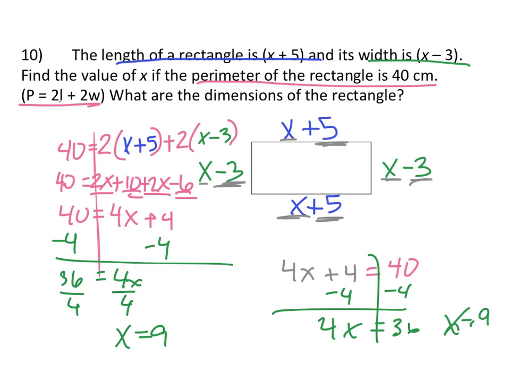Now be careful, because on your test, it may ask you just to find the x value, or it may ask to find the dimensions. If it's asking for dimensions, it means what is the actual length. So we have x equals 9. We've got to put that 9 in place of x, which means we have really 9 plus 5, which makes the length 14. And we also have 9 minus 3, which makes the width 6.